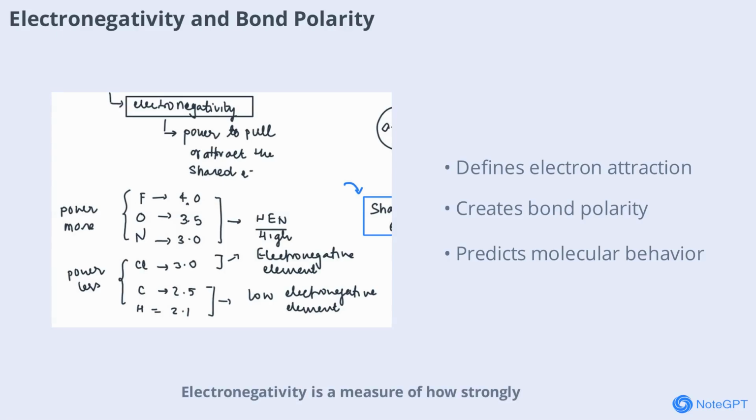Electronegativity is a measure of how strongly an atom attracts electrons in a bond. The greater the difference in electronegativity between two atoms, the more polar the bond. For example, fluorine is highly electronegative, while hydrogen is much less so. When these two form a bond, the electrons are drawn closer to fluorine, creating a significant dipole. Understanding electronegativity helps predict the behavior of molecules in different environments, including how they interact with water and other solvents.